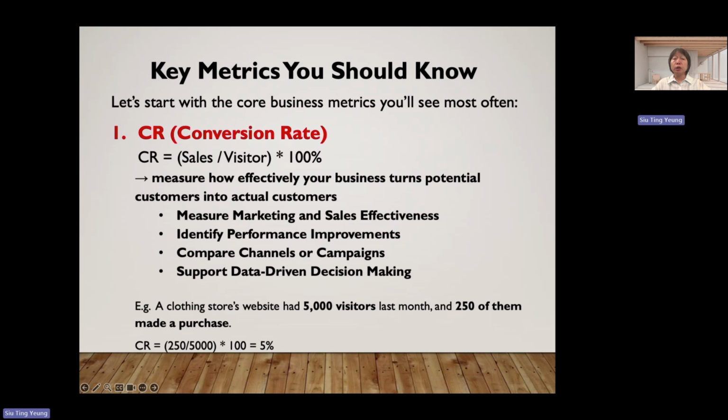Take, for example, a clothing store's website that had 5,000 visitors last month, and 250 of them made a purchase. So what is the CR? CR is 250 over 5,000 multiplied by 100. So the result is 5%.